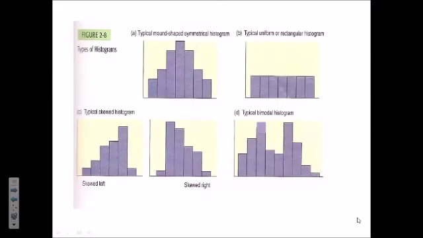Here are some examples. This one is symmetric, and it's mound shaped. Example B, all the bars are the same height. This is called uniform. Here we have a case where the distribution has scores out here on the left, so there's a left tail here. It's skewed to the left.